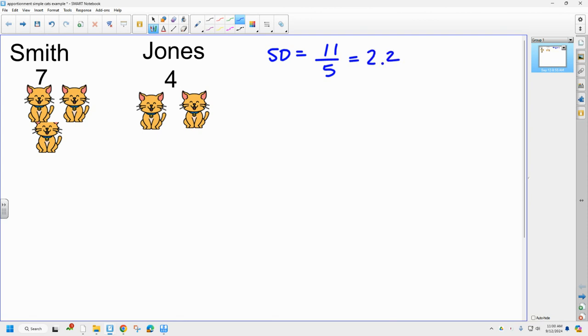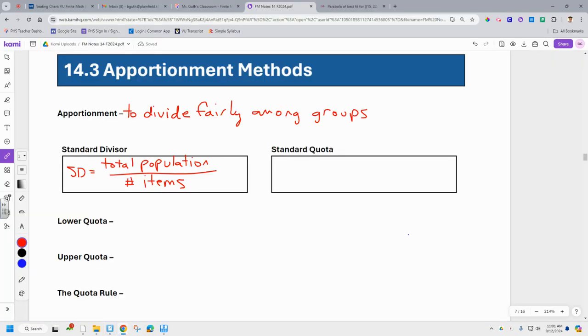And to understand what that number means, think about the units. It was 11 people and it was 5 cats. So that number 2.2 is the number of people per cat. Or flip it upside down. It's 1 cat for every 2.2 people. That should make sense, right? 1 cat for every 2.2 people in this example. That's standard divisor.